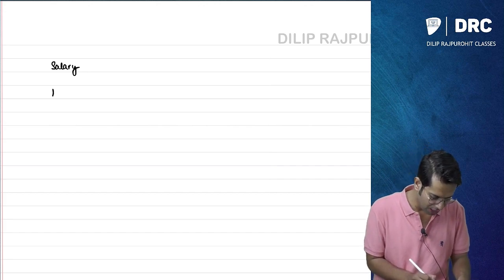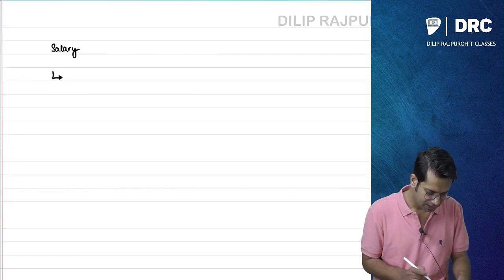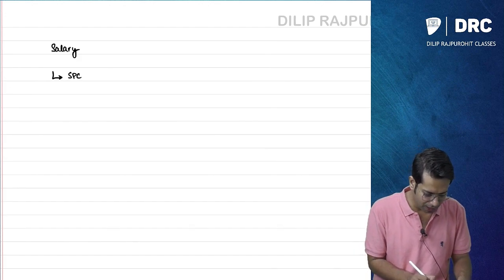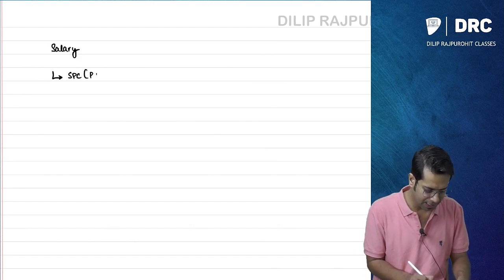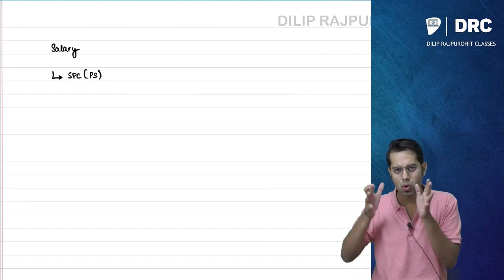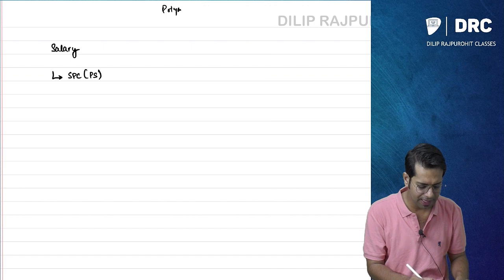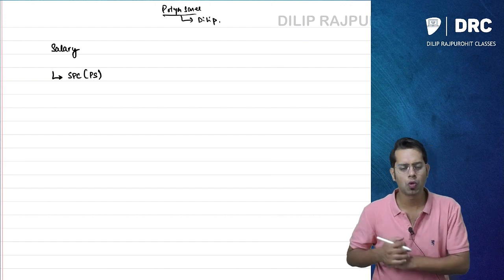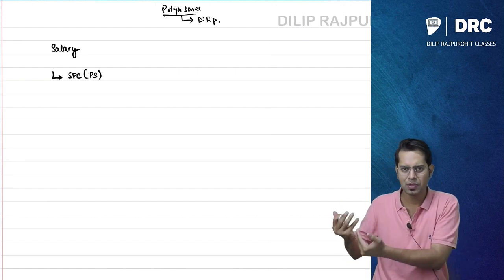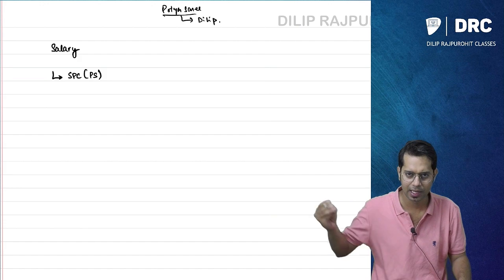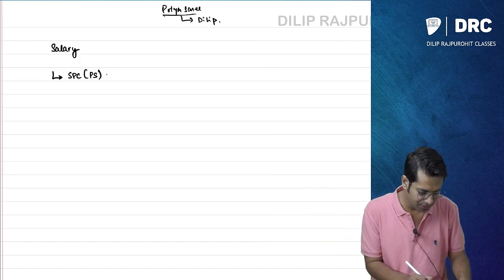For example, point number 1, salary given to different people. There is a sole proprietorship concern, say for example, Priya Saris. Priya Saris is owned by one person only. Priya Saris is owned by whom, sir? It is owned by Mr. Dilip. So can I say I am the sole proprietor of Priya Saris? Yes, sir. So Priya Saris is a sole proprietorship concern.